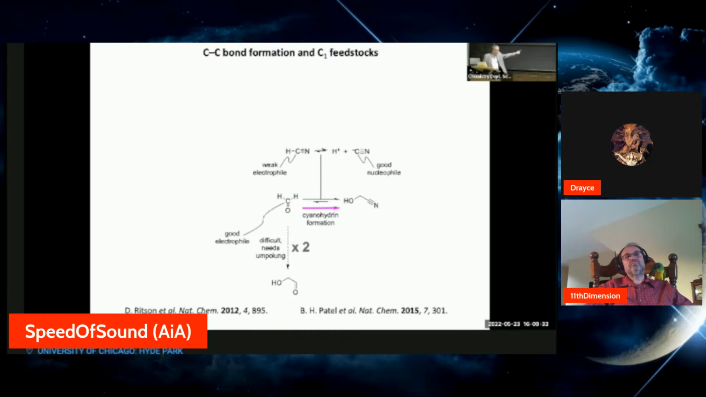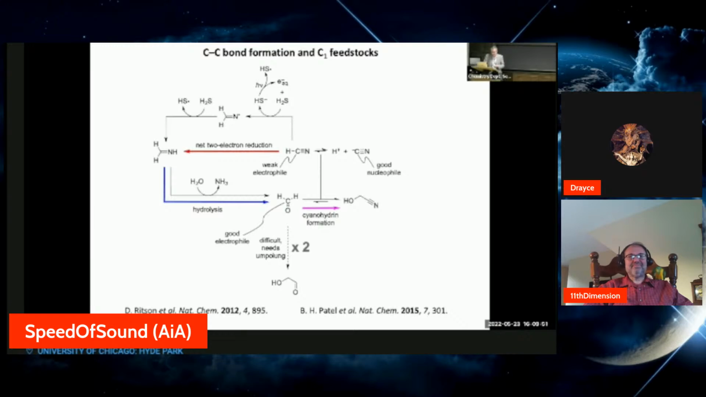It forms a molecule which is called a cyanohydrin, glycolonitrile, from formaldehyde and hydrogen cyanide, and that's a reaction that's so easy, so efficient, that even I could do it if my group allowed me to work with hydrogen cyanide. And they don't, for good reason. And so a key finding in this area was from Dougal Ritson, one of the postdocs in my group.